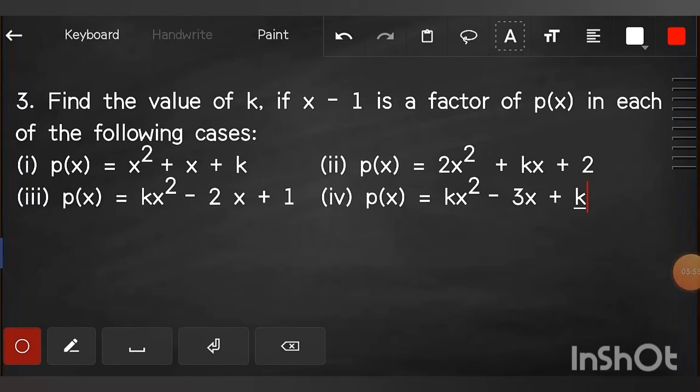Find the value of k if x minus 1 is a factor of p of x in each of the following cases. So in the previous two Romans it is asked to check whether x plus 1 is a factor of the given polynomial or not. There it is not given that x plus 1 is a factor. They ask to check whether x plus 1 is a factor or not. But in this problem it is clearly given that x minus 1 is a factor of p of x. Then we have to find out the unknown value of k.